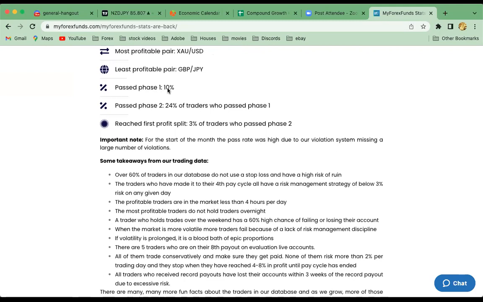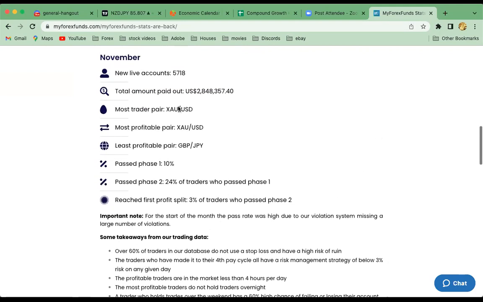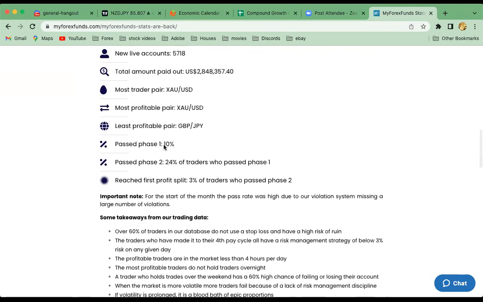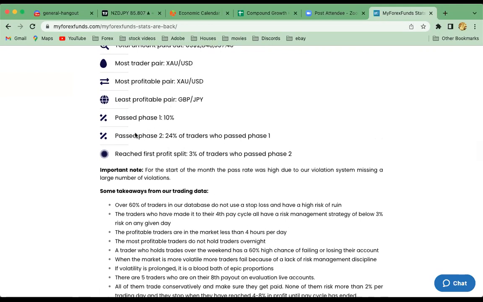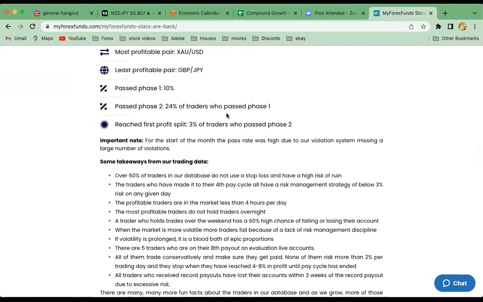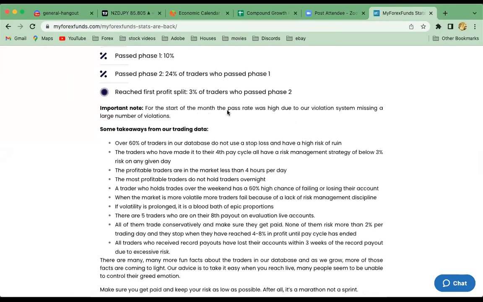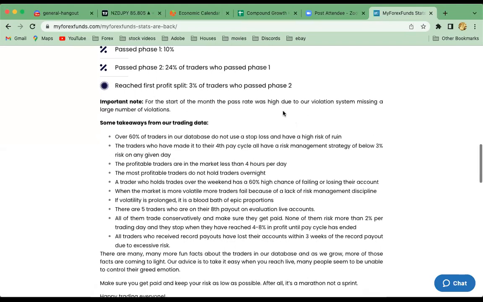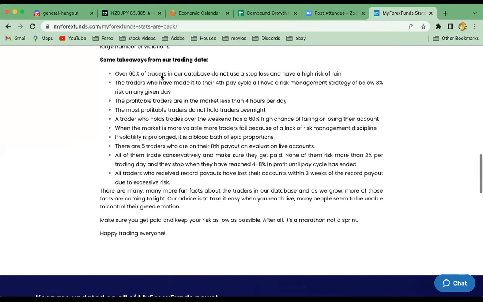People that passed phase 1 was only 10% of people that actually joined up. Out of that 10%, 24% of people passed phase 2. And then out of that percentage, the people that got paid out of that 24% was only 3% of traders. Important note, from the start of the month the pass win rate is very high, but that was then. Basically, over 60% of traders in our database do not use a stop loss and have high risk of ruin.